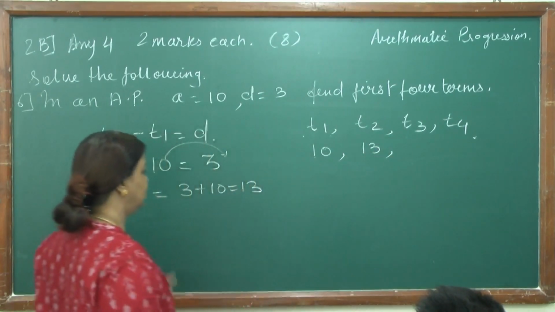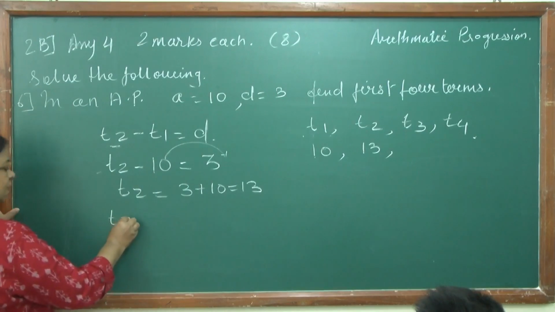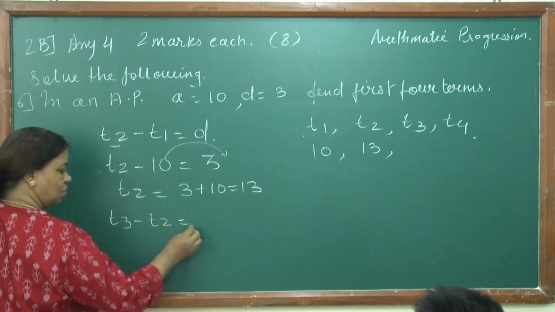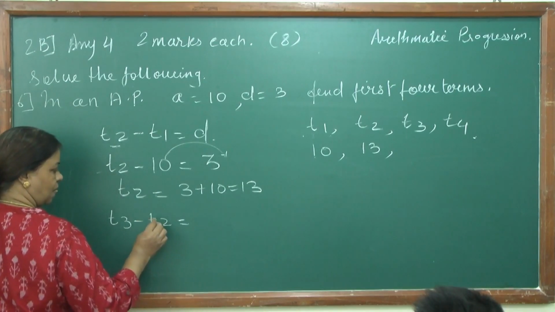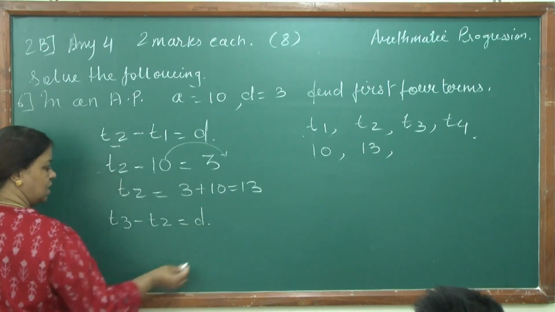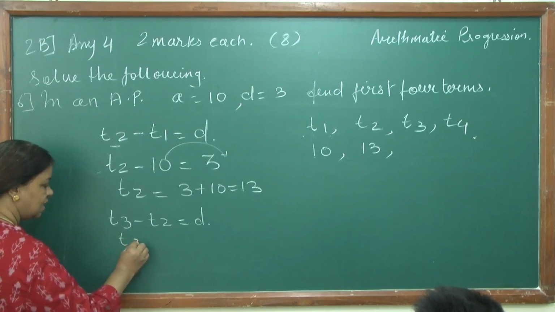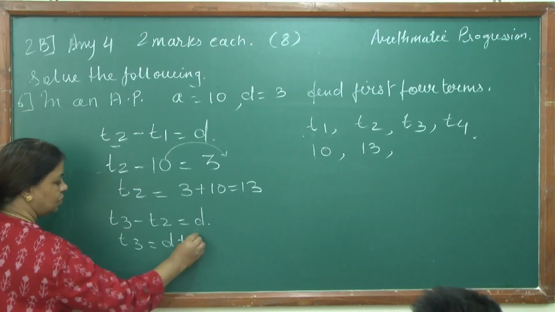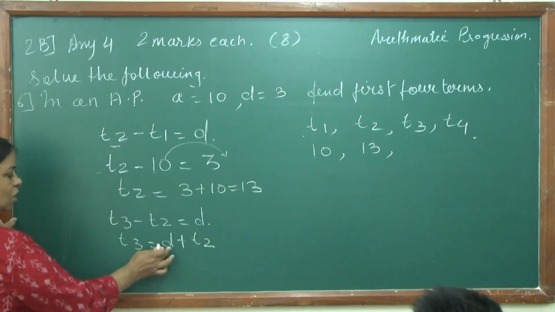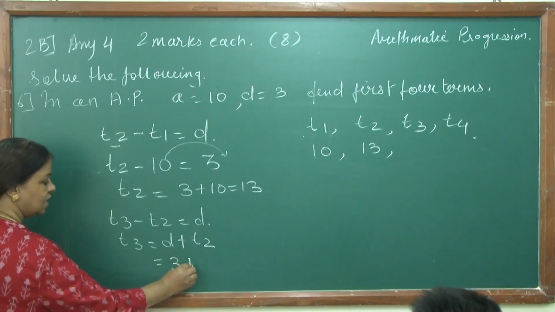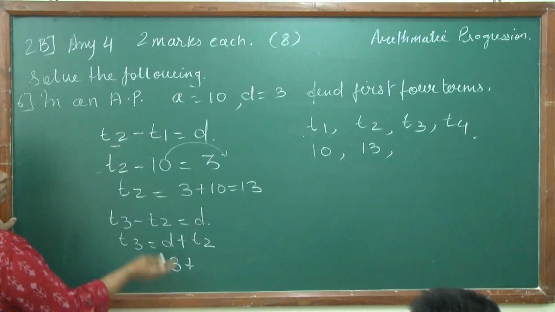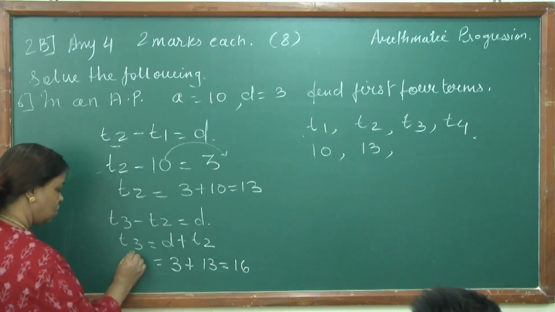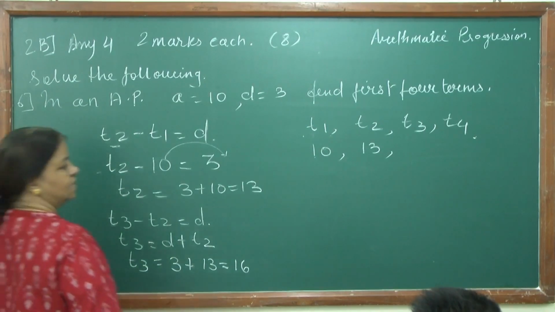Now third term, that is T3 minus T2. How much is T3? We don't know, which is equal to D. T3 is equal to D plus T2. How much is D? 3 plus T2 is how much? T2 is 13. So it is equal to 16. So we got T3 as 16.